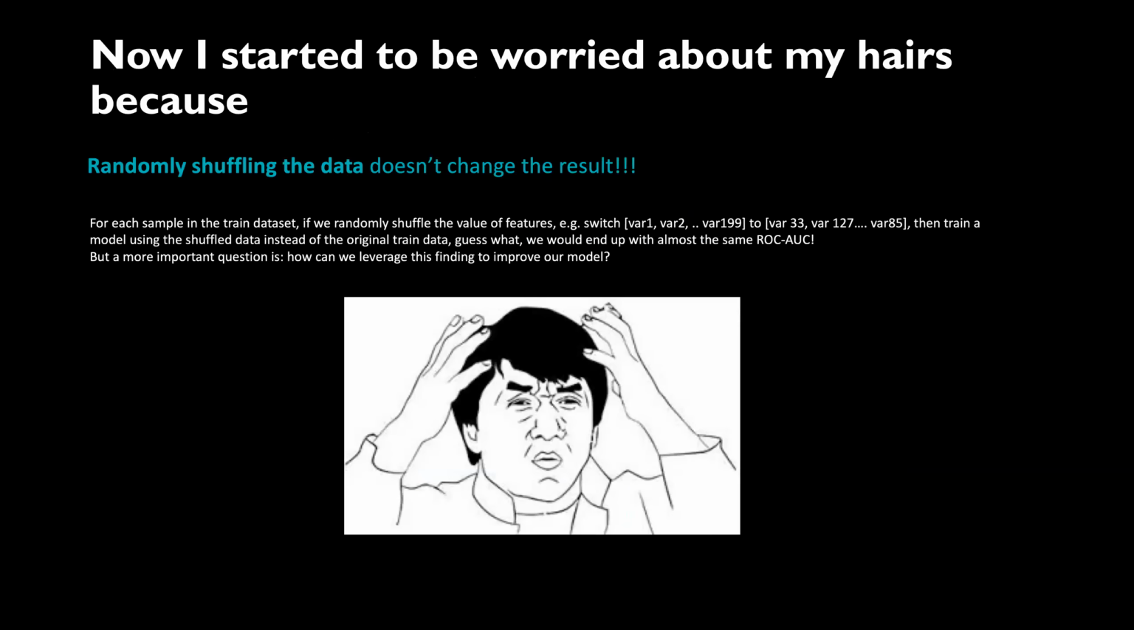Remember we talked about the shuffling thing, right? By randomly shuffling the sequence of the variables of the example and creating a new data set, we end up with a very similar accuracy, right? And the normal reaction to this finding is, oh my gosh, I've got to figure out why, because it's so confusing. This is a normal reaction of a human being, right?